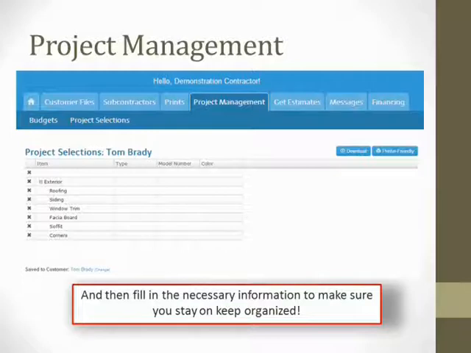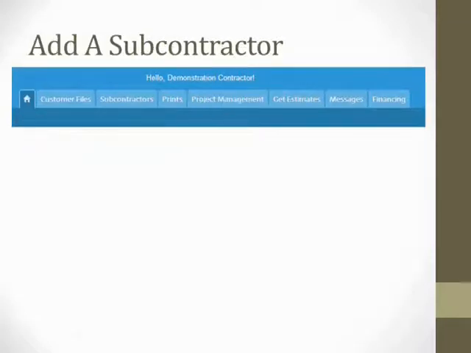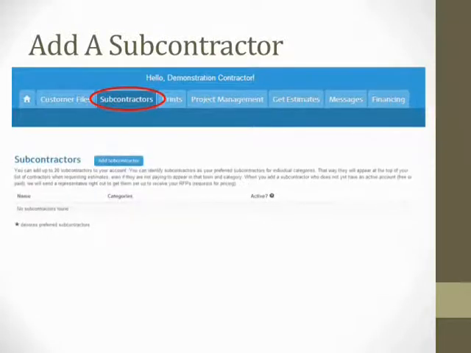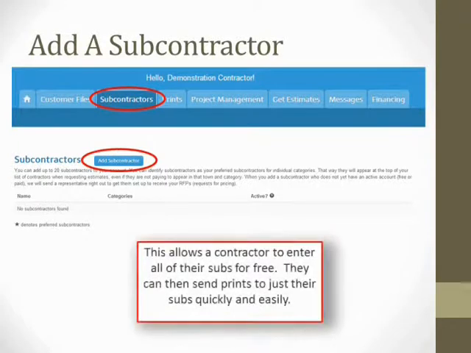To keep track of all of your subcontractors, we have added the Subcontractors tab at the top right of the dashboard. Here we can set up all of our subs and make sure they get all of our prints in a timely and efficient manner. These subs will appear at the top of any request for estimates that you set up, so you always can make sure your preferred subs get access to your jobs.